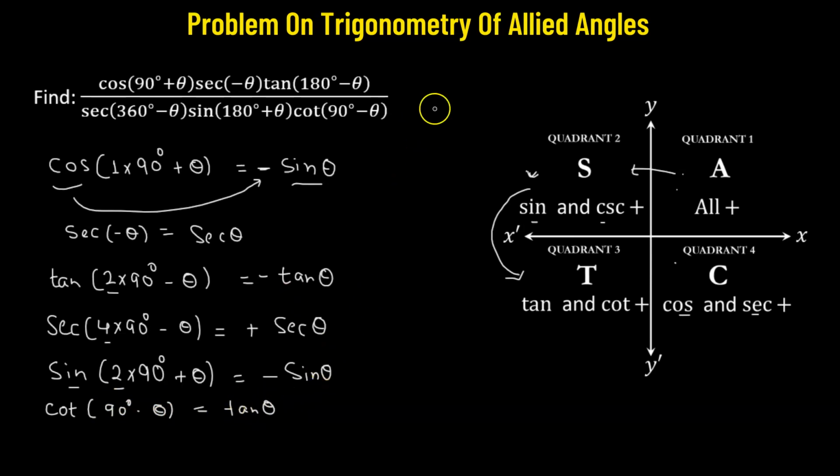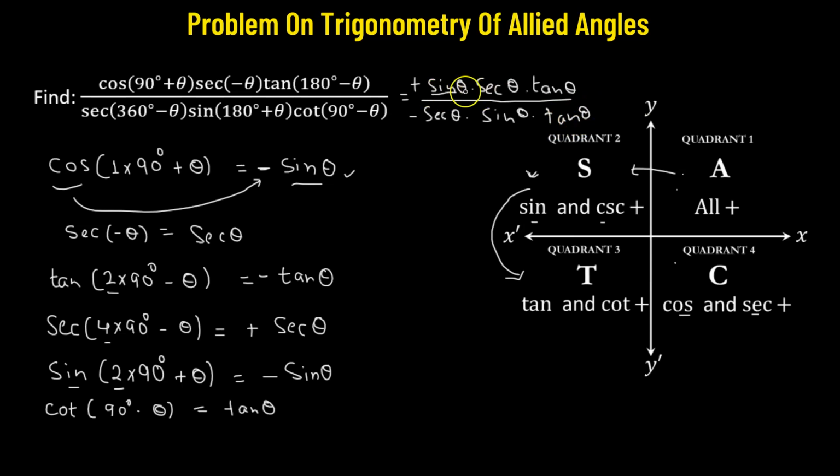Fine. Now that we have all our values, let's substitute this back into our original trigonometric expression. With cosine of 90 degree plus theta, this corresponds to negative sine theta. Then we have secant of negative theta, so that's simply secant theta, times tangent of 180 minus theta, which is negative tangent theta. So we'll get positive tangent theta, all divided by secant of 360 degree minus theta, which is positive secant theta, multiplied by sine of 180 degree plus theta, so that's negative sine theta, and cotangent of 90 minus theta, so that's simply tangent theta.